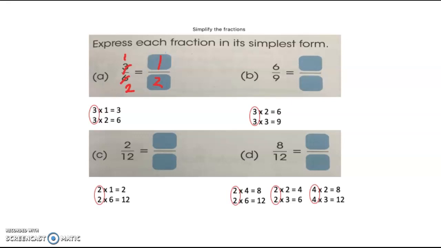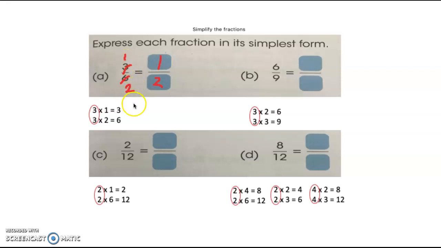Now this one is a revision from simplifying fractions. Okay, now have a look at this. Express each fraction in its simplest form. Now look, I have 3 over 6 here.